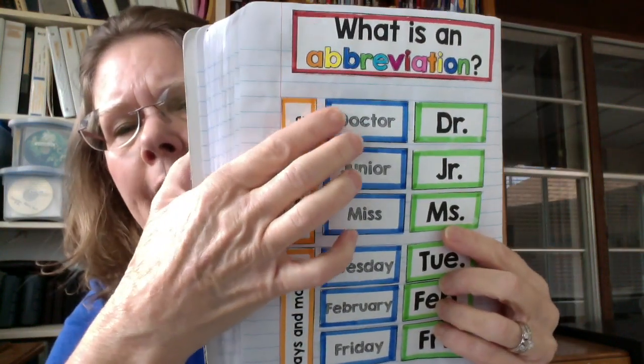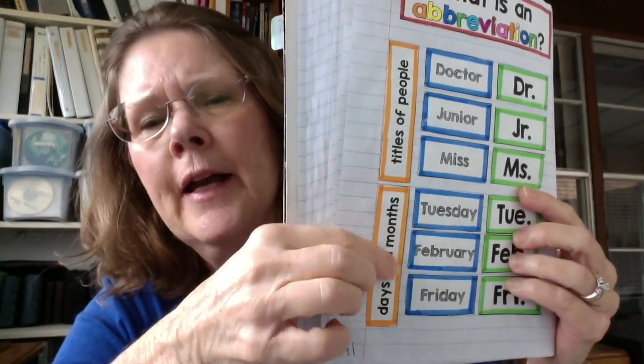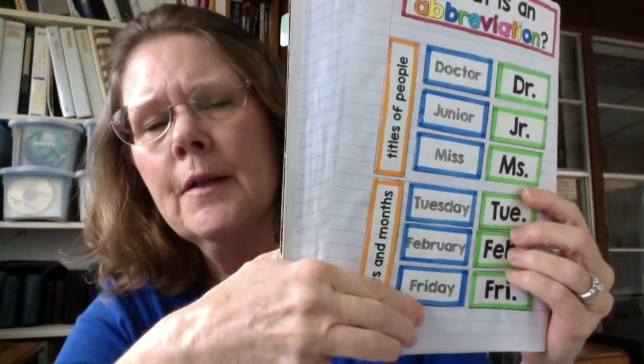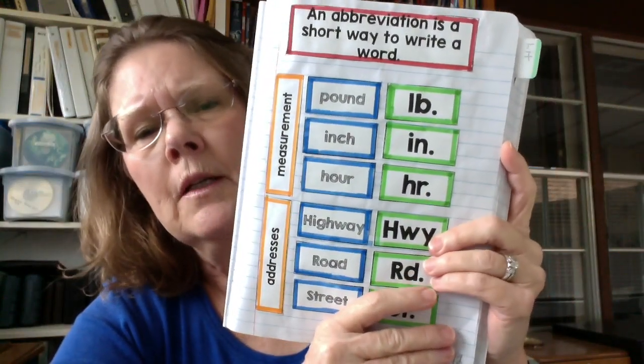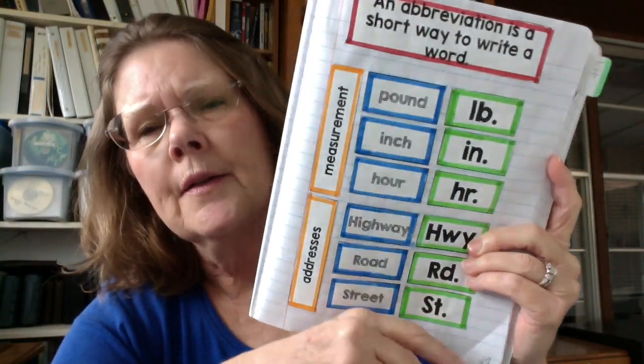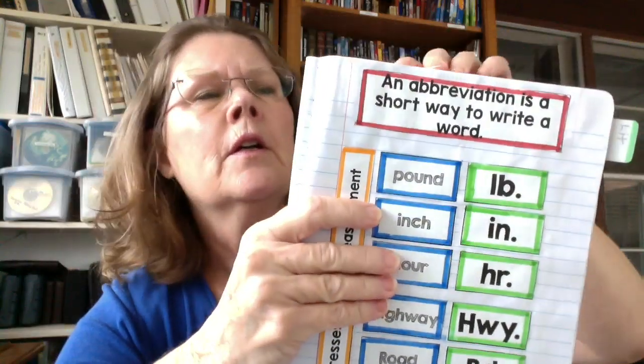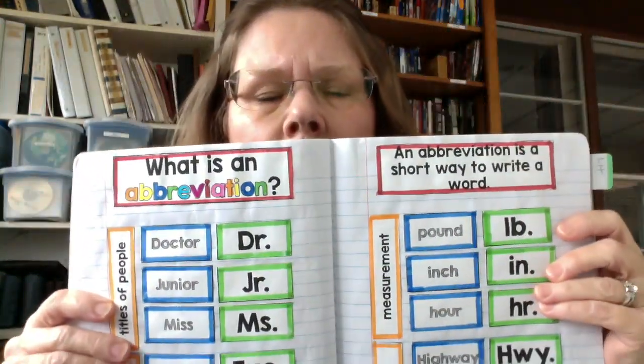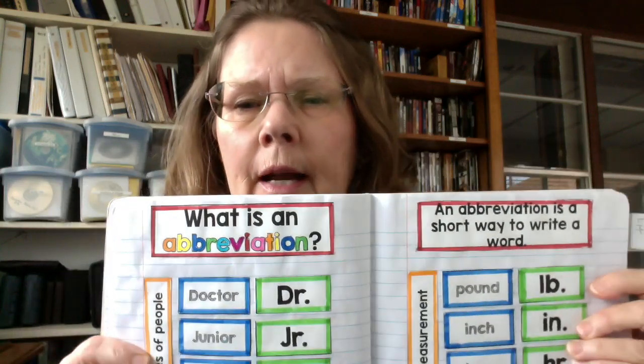So find all your titles of people. Here are your days and months. Find all your days and months. There should be 3 for each one. Then we have one for measurement and one for addresses. And then, of course, you have your 2 headings at the top of each of the pages. All right, so that's pretty much how it should be set up.